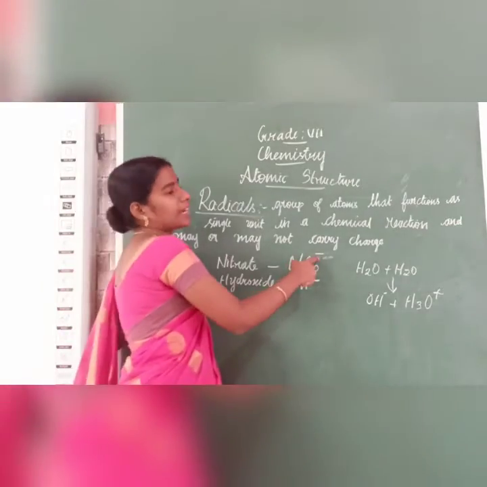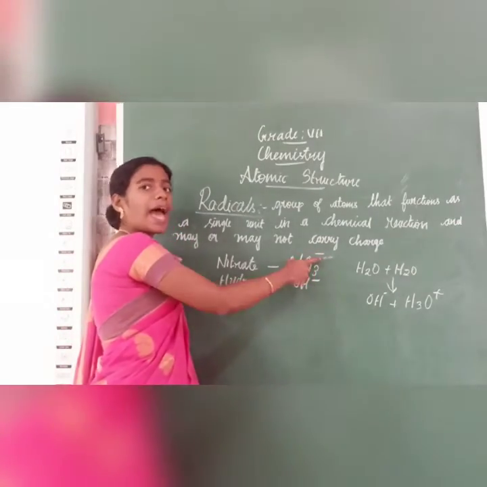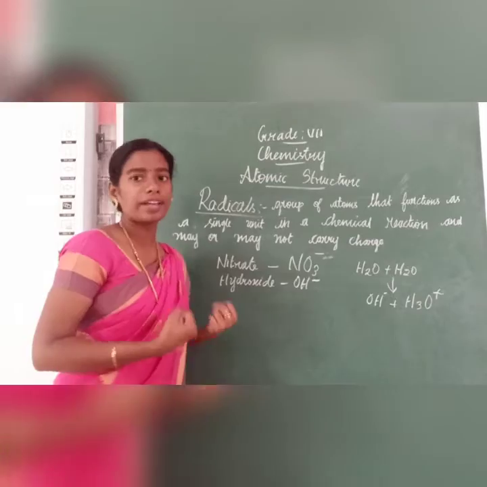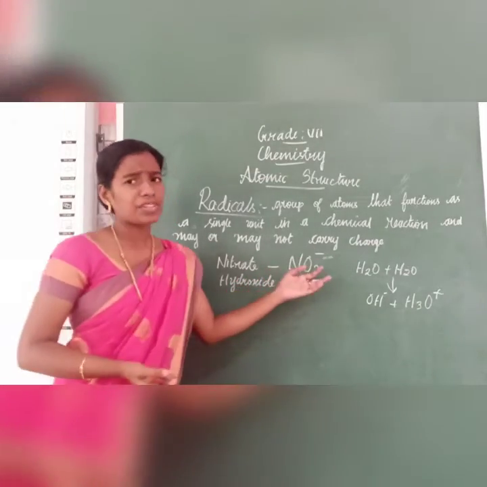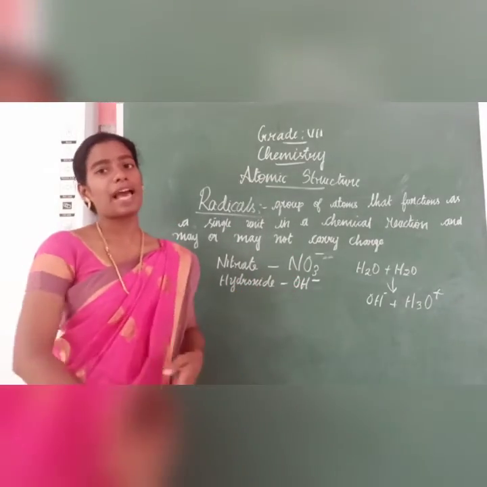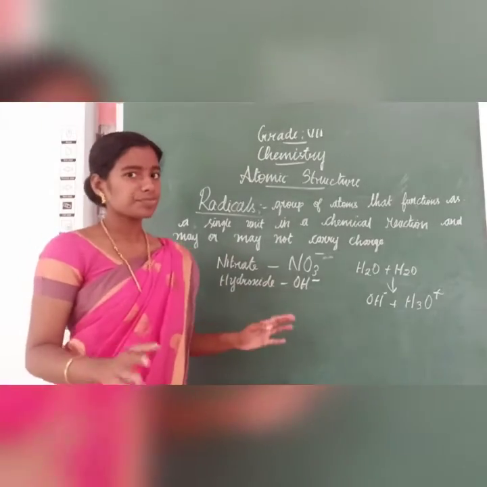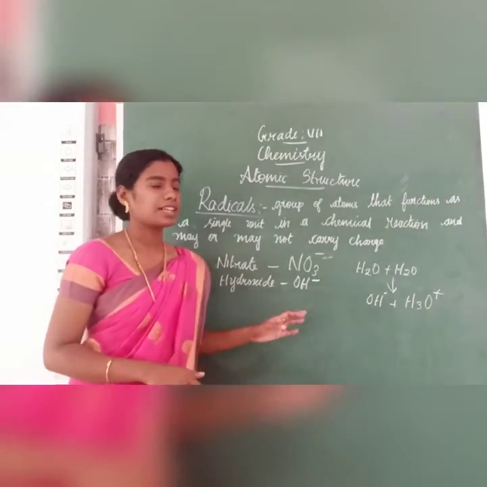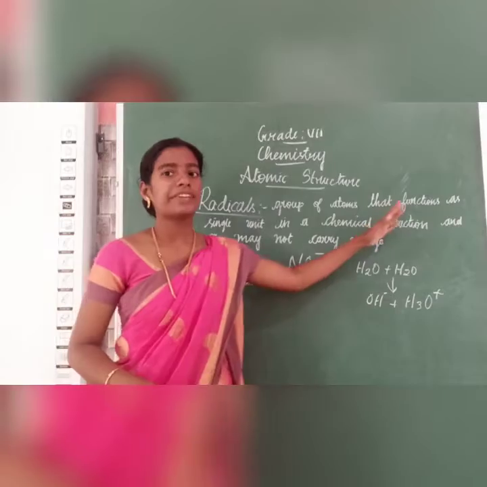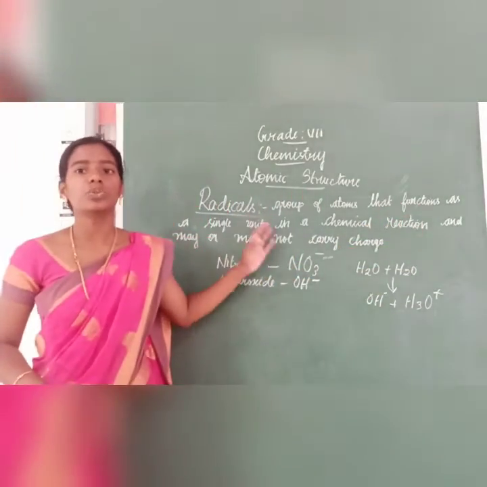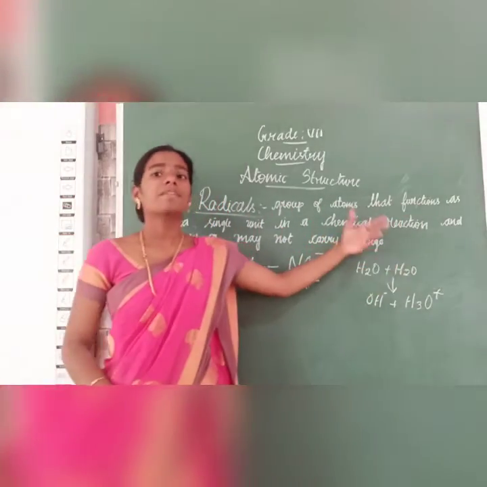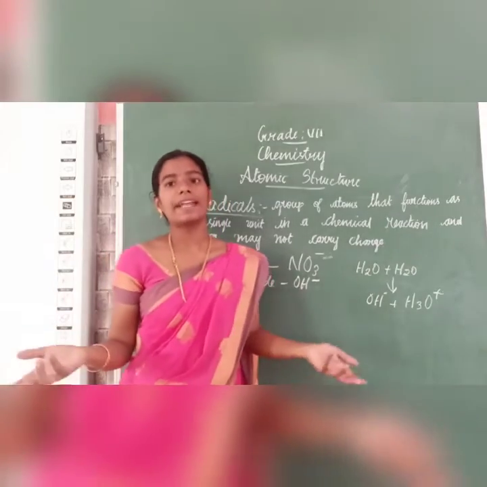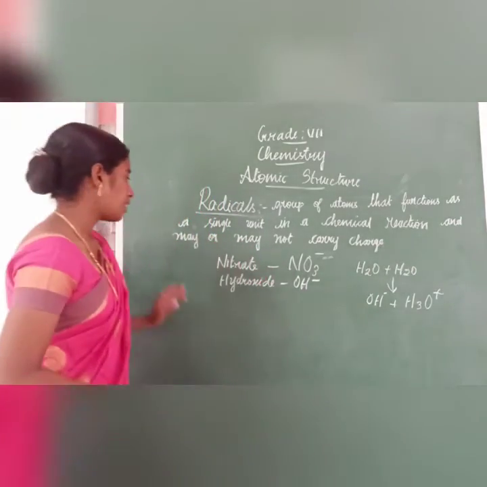Here it is carrying negative charge, so it is an anion. It is accepting electrons and it is an anion. It is having charge. In some radicals it won't be having charge. So you are clear about this? A group of atoms that functions as a single unit in a chemical reaction which may or may not carry charge.